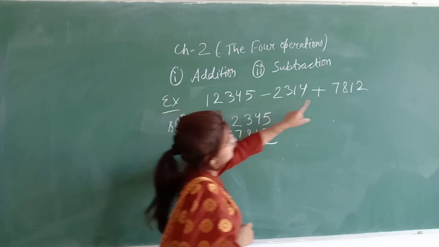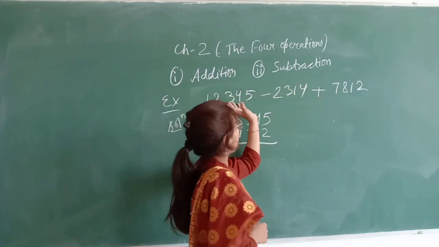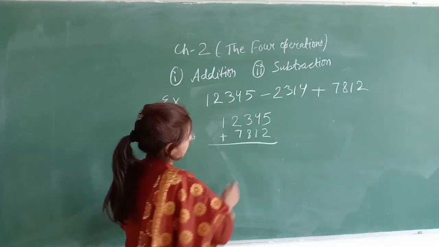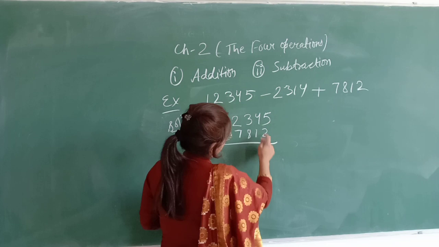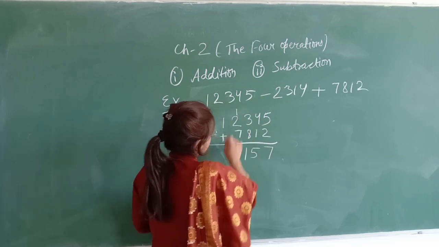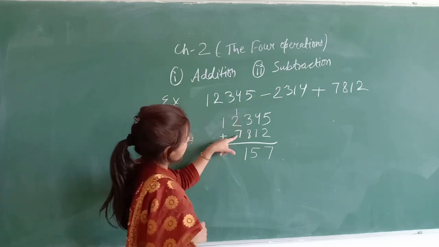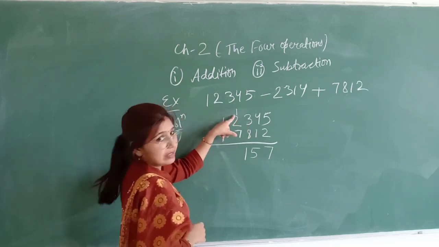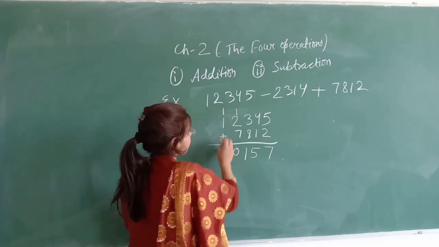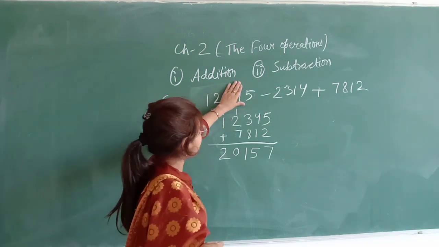Because both the numbers have a positive sign, first of all we have to keep them together. We will get the complete answer. 7 and 5, that is 12, and see 8 plus 3 is 11, 1 is carry. 7 plus 2 is 9, and 1 is here, it will become 10, and carry is here. 1 plus 1 is 2. Now you have added this and this.